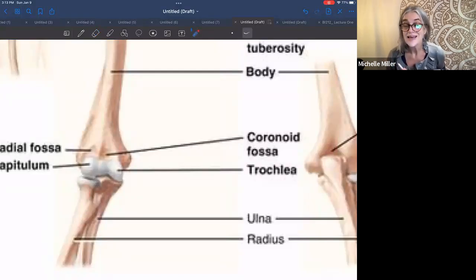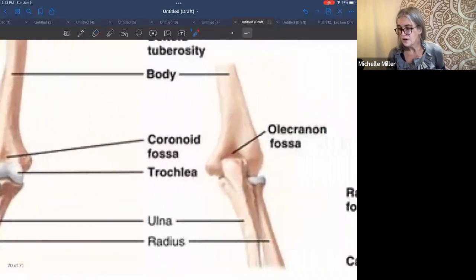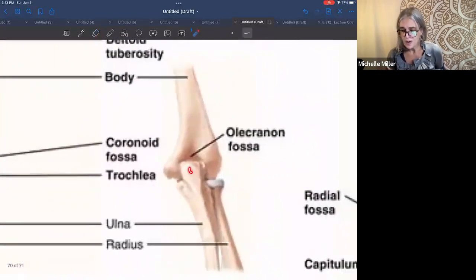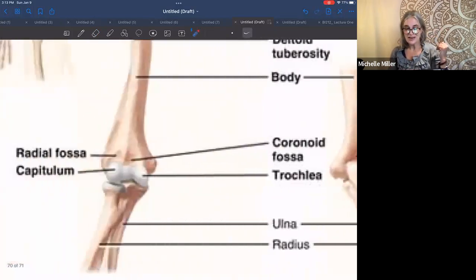the radius, because it's lateral. And on the medial side, we have the ulna. When we look at the back, the point of your elbow is actually the ulna bone. There is a hinge joint here. Your ulna has a U shape to it, and it allows for the movement of flexion and extension of the forearm at the elbow joint.